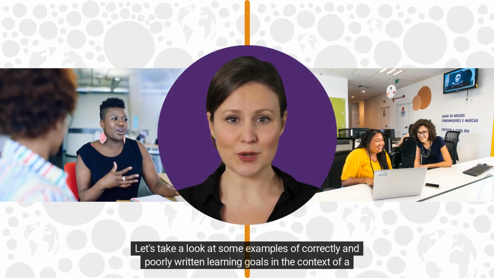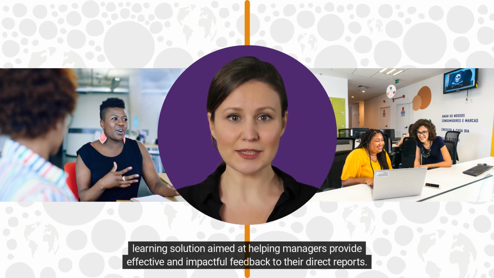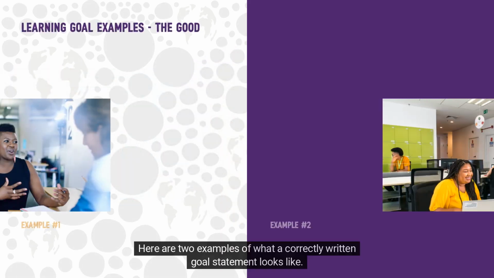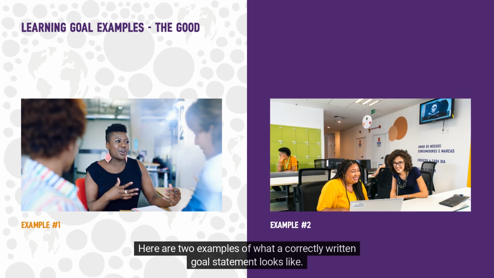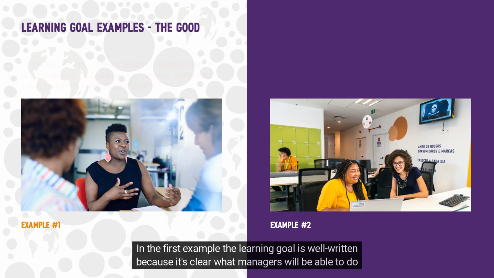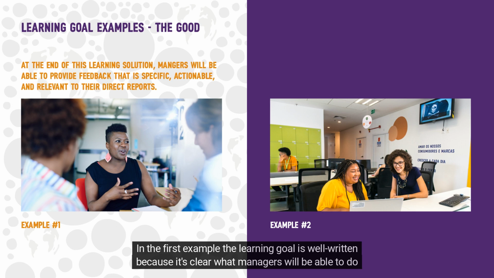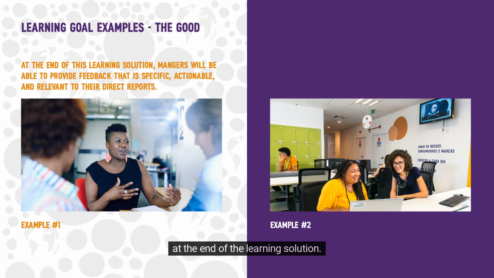Let's take a look at some examples of correctly and poorly written learning goals in the context of a learning solution aimed at helping managers provide effective and impactful feedback to their direct reports. Here are two examples of what a correctly written goal statement looks like. In the first example, the learning goal is well written because it's clear what managers will be able to do at the end of the learning solution.